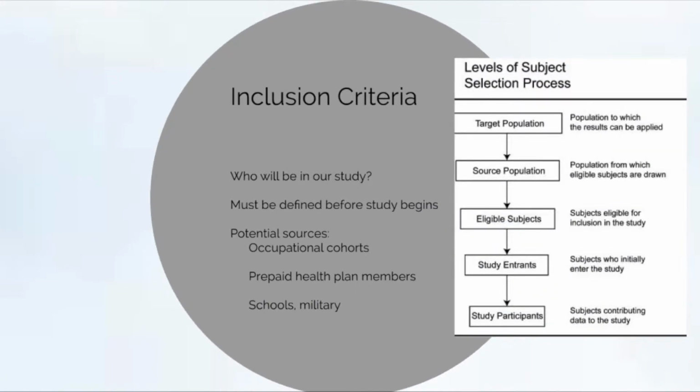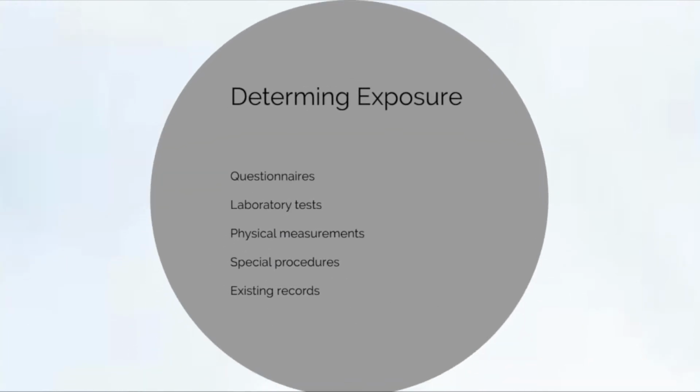Something else to consider is inclusion criteria. Who will be in our study? This must be specifically defined before the study begins and remove any subjectivity. There are already potential sources for assembling the cohort study population. These include occupational cohorts, prepaid health plan members, schools, and military. These allow for ease of identification and follow-up. There are different methods of determining exposure status, such as questionnaires, lab tests, physical measurements, special procedures, existing records.